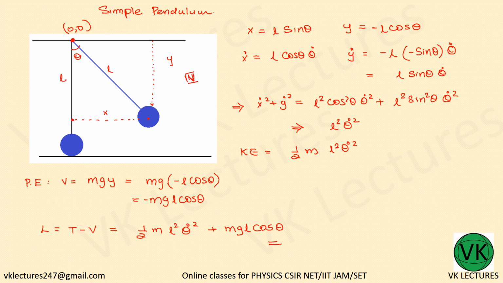for the position. This is the fixed point. When the fixed point is considered as the origin, this is what we are going to get as the Lagrangian. Now let us see, when the mean position is taken as the origin, what will happen to the x, y and the Lagrangian.